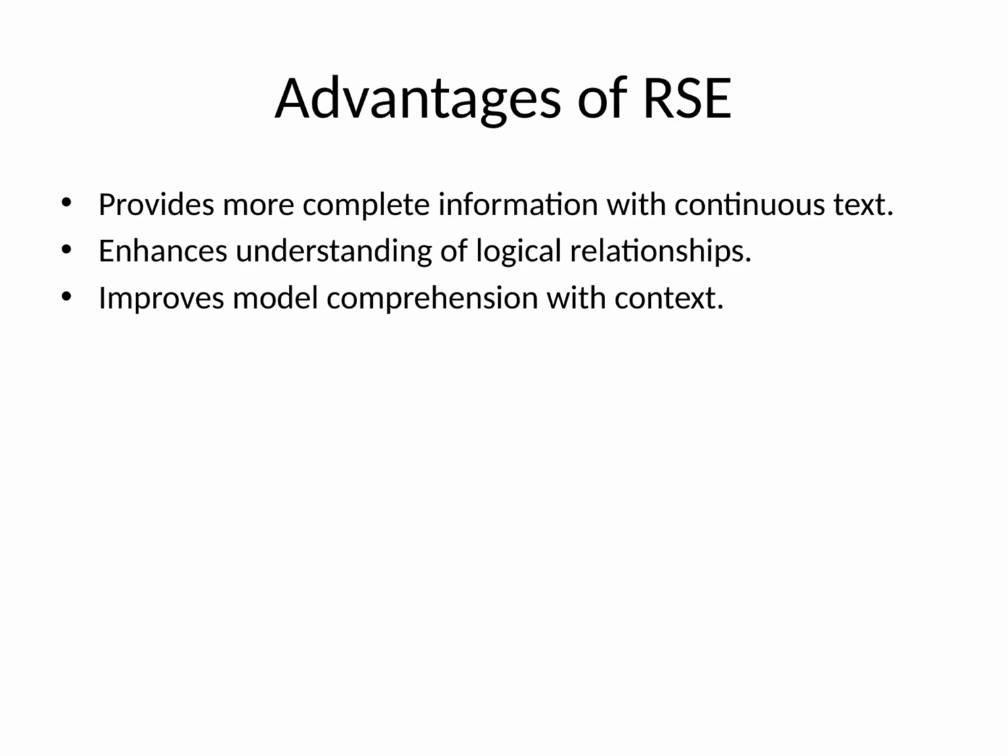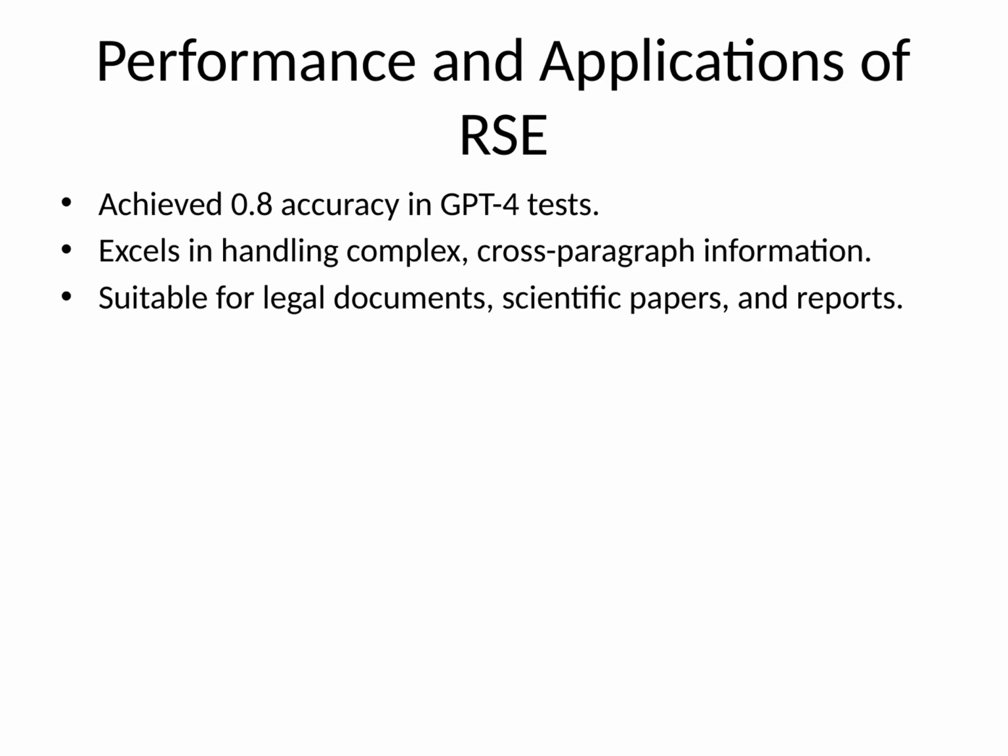RSE offers the advantage of providing more complete information through continuous text. This enhances the understanding of logical relationships and improves model comprehension by maintaining context. In tests, RSE achieved an accuracy of 0.8 with GPT-4, excelling in handling complex cross-paragraph information. It is particularly suitable for scenarios requiring deep understanding, such as legal documents, scientific papers, and long report analyses.